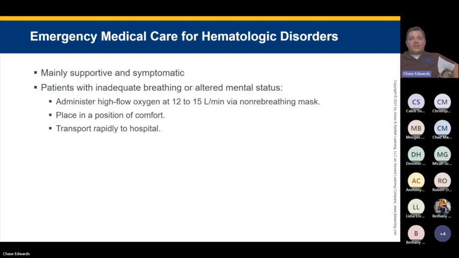All right, so your emergency care for hematologic disorders is mainly going to be supportive and symptomatic. For patients with inadequate breathing or altered mental status, you're going to make sure you administer high flow oxygen, 12 to 15 liters a minute via non-rebreathing mask. You'll want to place those patients in a position of comfort and transport rapidly to the hospital.